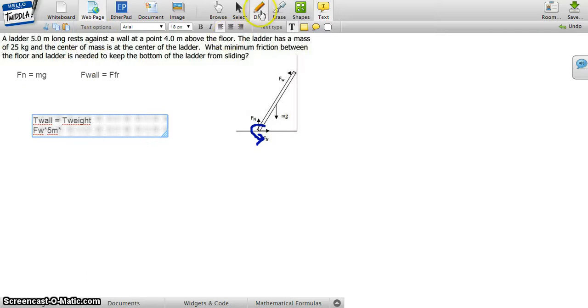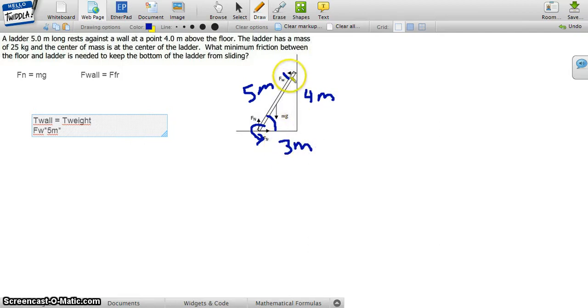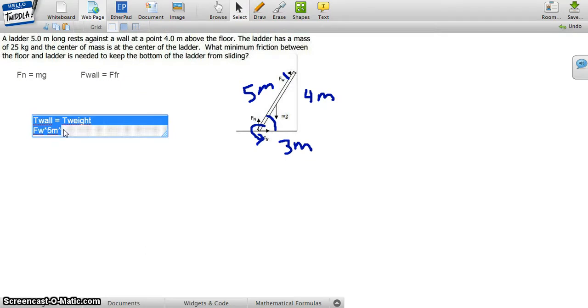Now the angle we're talking about here is this angle here. That angle there happens to be the same as this angle. And in the problem it's told to you that the length of the ladder is 5 meters and the height here is 4 meters. Which means this height over here is 3 meters, by the way. So if this angle is the same as this angle, that means the sine of this angle would be equal to 4 over 5.